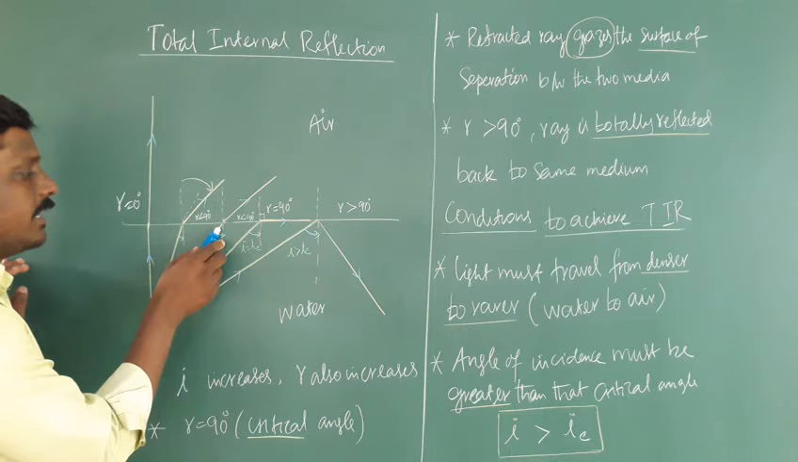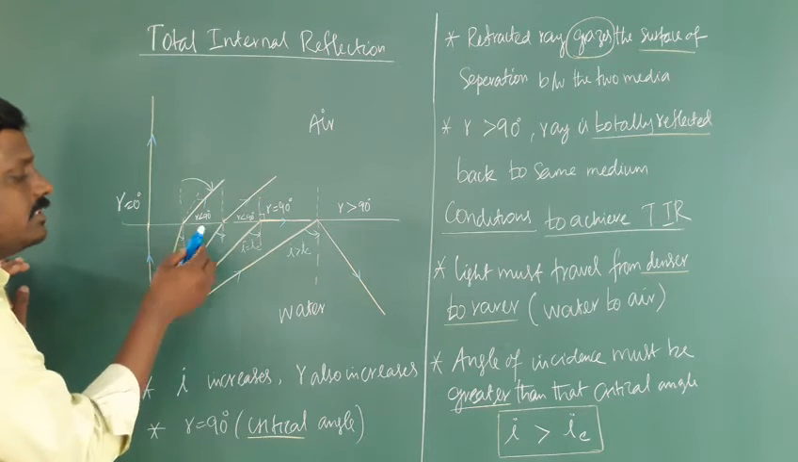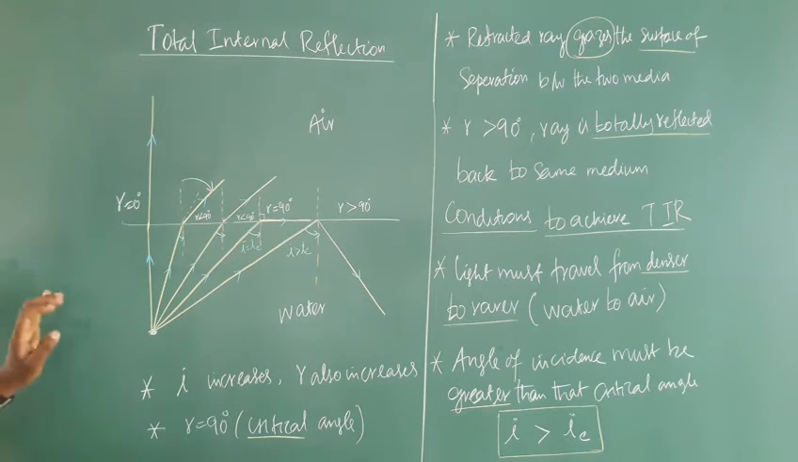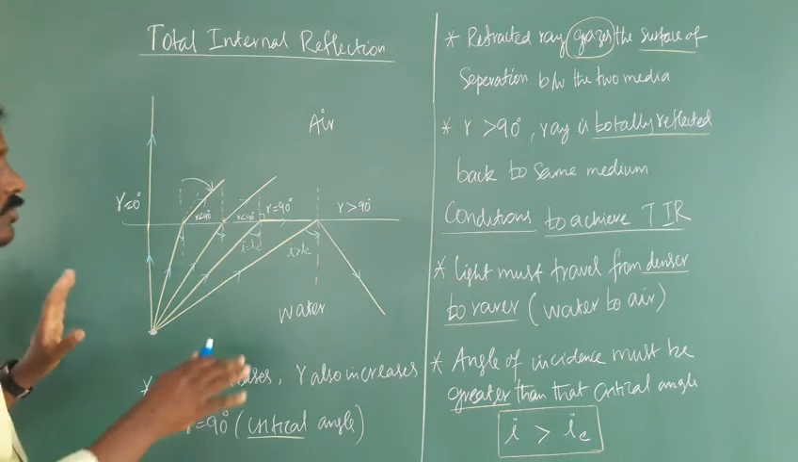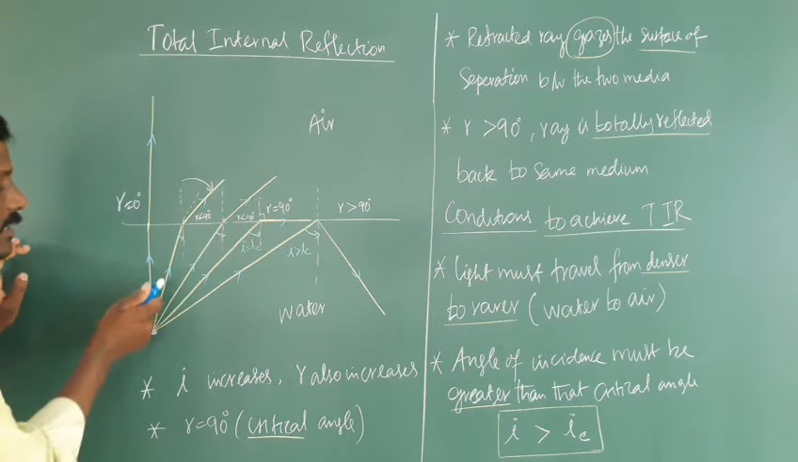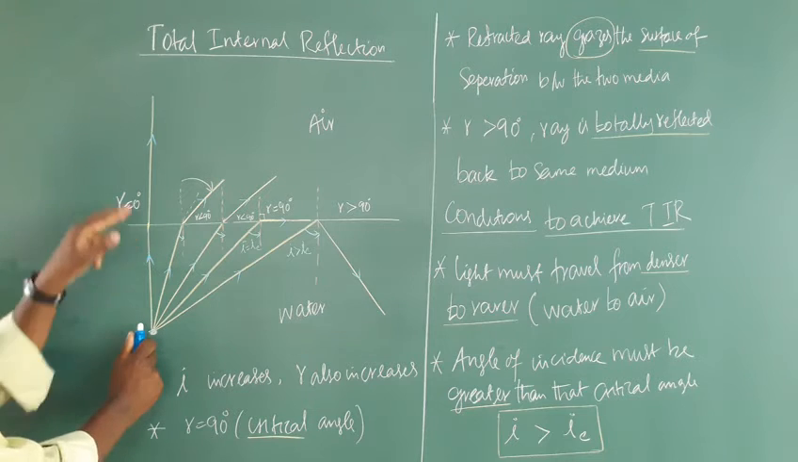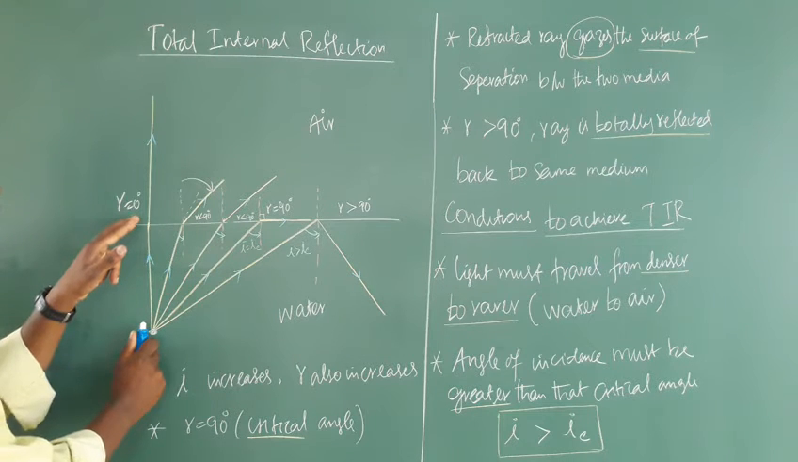Again we are increasing the angle of incidence, like that. So just think like that: inside a water tank, which is half filled with water, I am placing a torch light inside the water, so the light from the torch passes. Now the angle of incidence is normal.